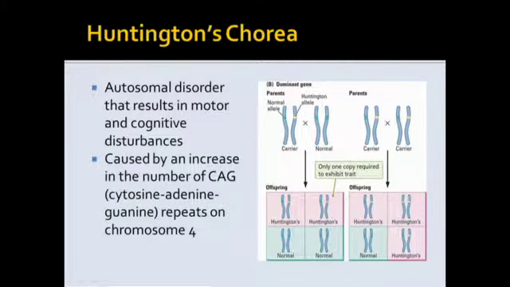So it's caused by, we know, this is one of the neurodegenerative disorders. We know what the etiology or the cause is, which is an increase in the number of CAG repeats, which is cytosine, adenine, and guanine, which are the different bases that repeat on chromosome 4. Okay? Oh, sorry, nucleotide bases.